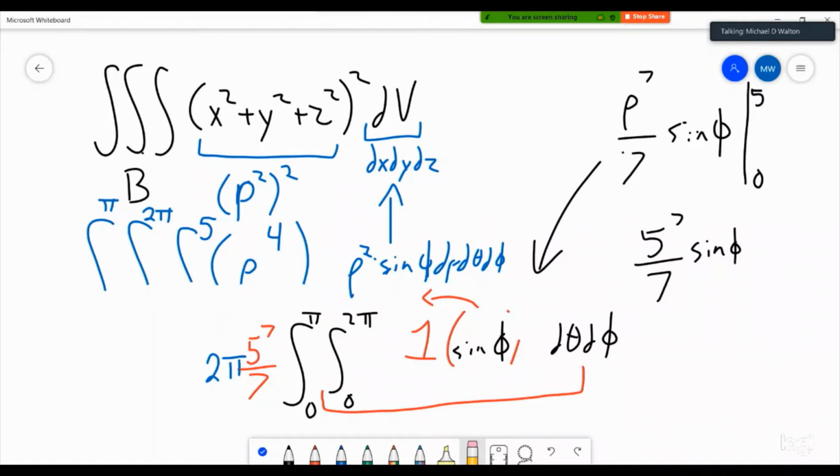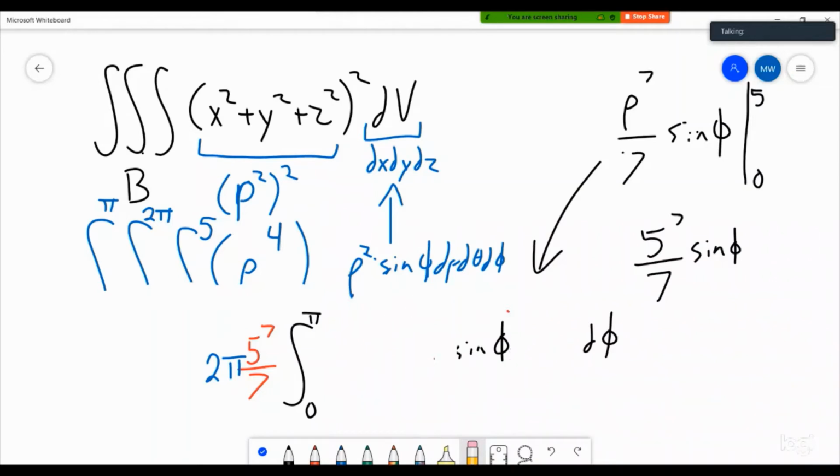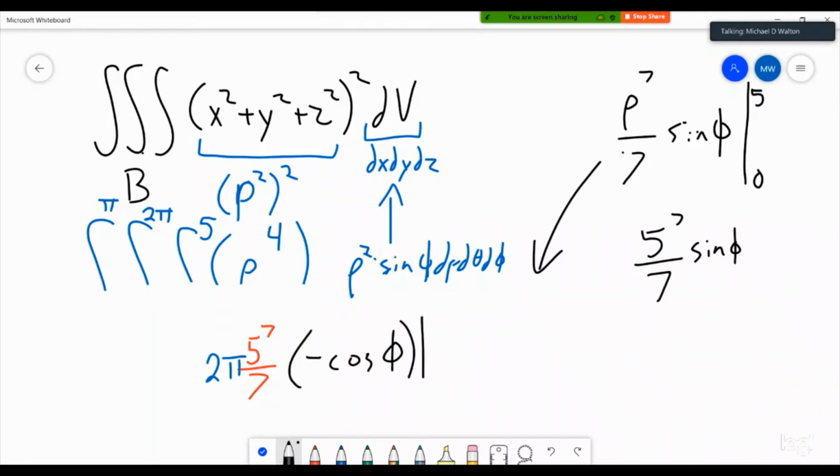So then what we're left with, as we've pulled out the piece from the theta term, is just the integral from 0 to pi of sine of phi with respect to phi. The integral of sine is going to be negative cosine. So this all turns into that times a negative cosine of phi evaluated from 0 to pi.